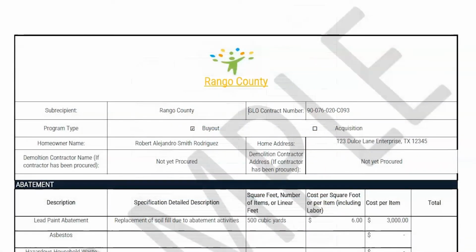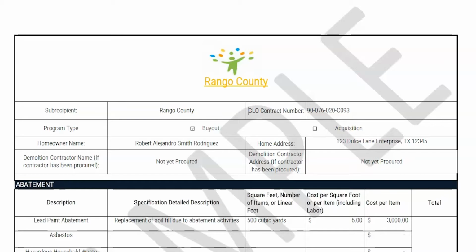To begin, subrecipients will need to create their own form in Microsoft Excel or Word. Subrecipients should place the form on their own letterhead. The first section of the form should include information about the subrecipient, GLO contract number, and program type in order to identify the program. You can see in the sample document that there are spaces for each of these. Our fictional subrecipient is Rango County.